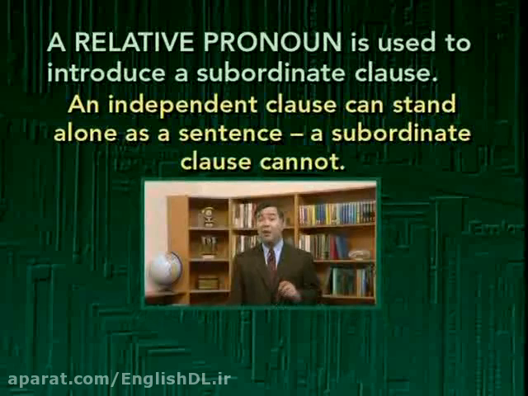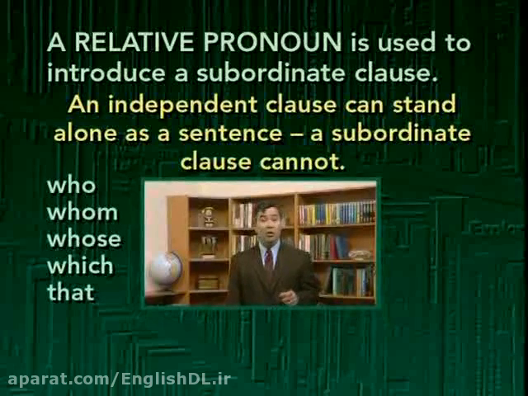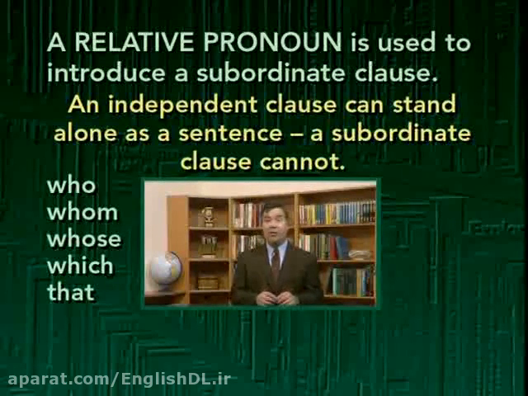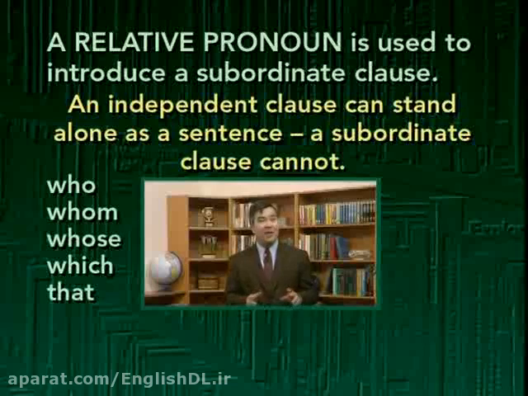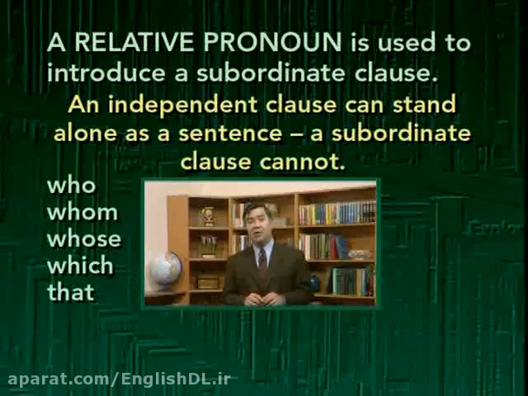There are just 5 relative pronouns in English: who, whom, whose, which, and that. You'll notice that some of the pronouns in this list also appeared in the list of interrogative pronouns, and there is some overlap. There are certain pronouns that can be used as either interrogative pronouns or relative pronouns. It all depends on how they're used in the sentence.